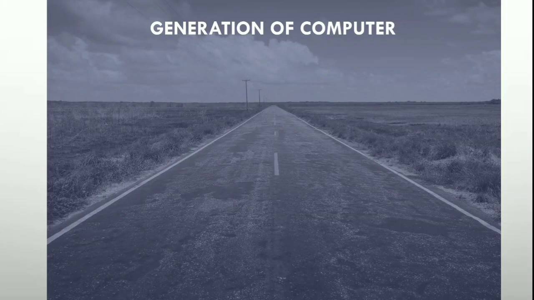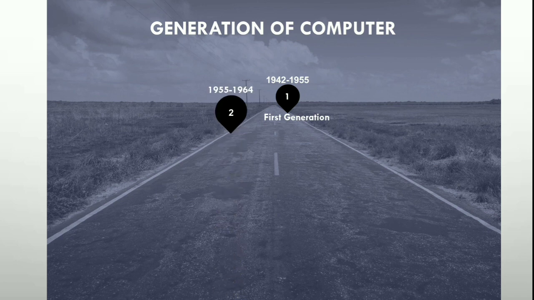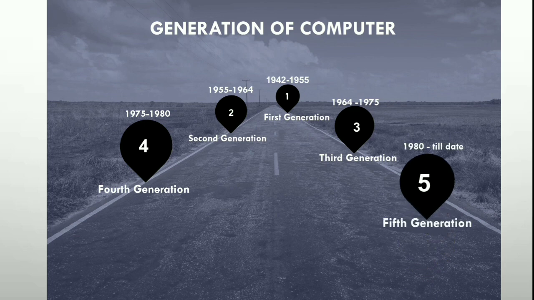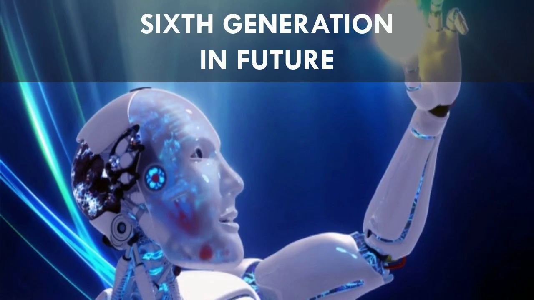So, once again, I repeat the generation year periods. The first generation was from 1942 to 1955. The second generation was from 1952 to 64. The third generation was from 1964 to 75. The fourth generation was from 1975 to 1980. And finally, the fifth generation is from 1980 till today. And finally, the sixth generation is in the future.